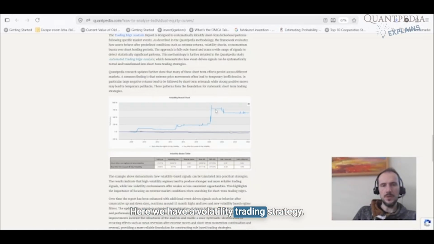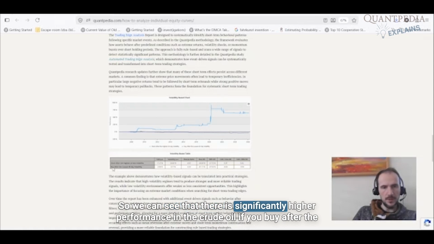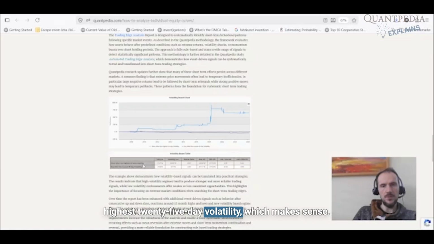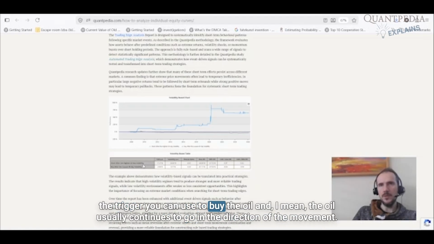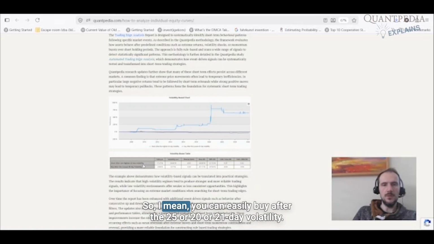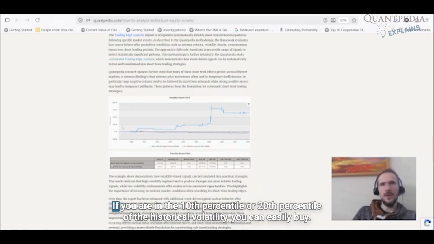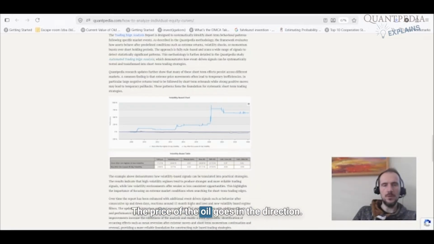Here we have a volatility trading strategy. We can see that there is significantly higher performance in crude oil if we buy after the highest 25-day volatility, which makes sense. Once there is a high volatility event in crude oil and the market starts moving in one direction, this is like a trigger you can use to buy the oil, and the oil usually continues to go in the direction of the movement. So you can easily buy after the 25, 20 or 21-day volatility. If you are in the 10th percentile or 20th percentile of the historical volatility, you can easily buy, and the price of the oil goes in that direction.